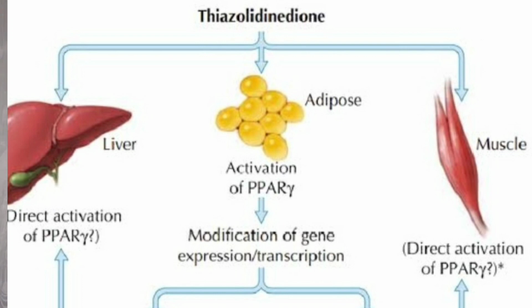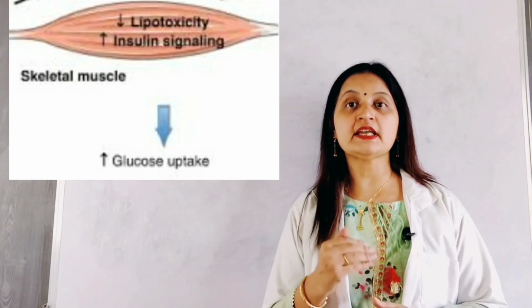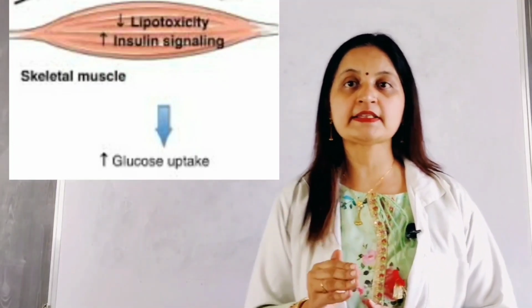So thiazolidinediones, or glitazones, are selective agonists on the PPAR-gamma receptor that is expressed in the skeletal muscle, liver and adipose tissue. Firstly, in the skeletal muscle, these drugs act on the PPAR-gamma receptor, which increases the insulin sensitivity, which increases the insulin signaling in the skeletal muscle.